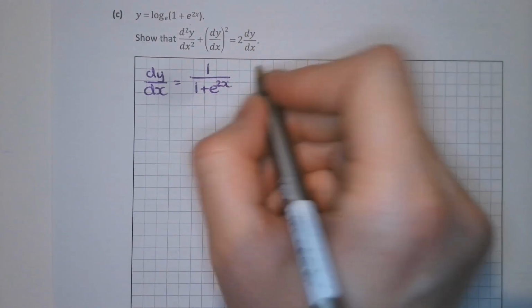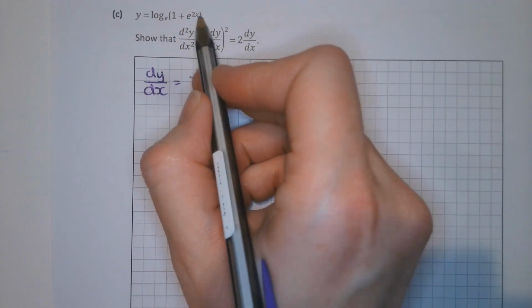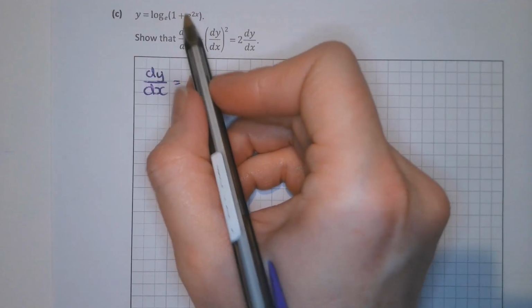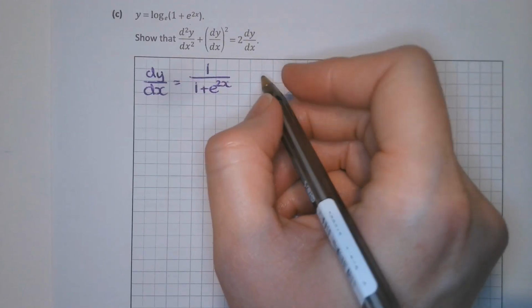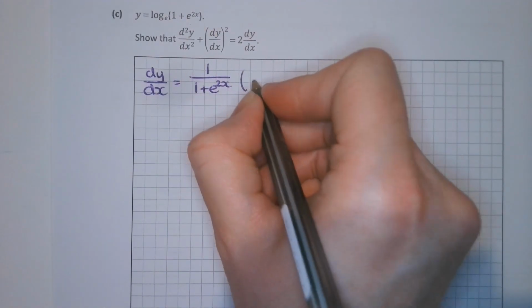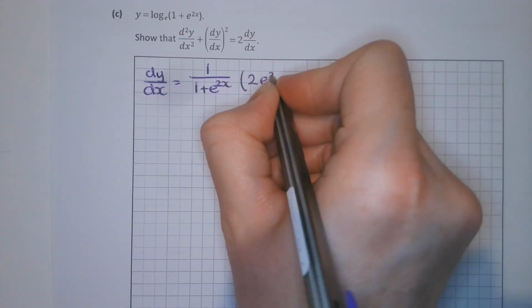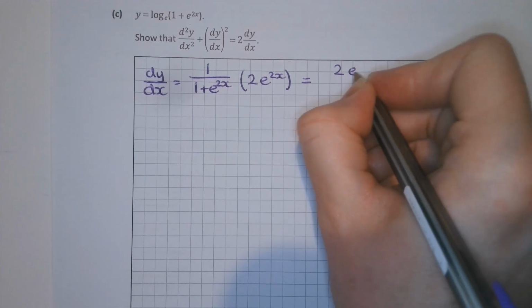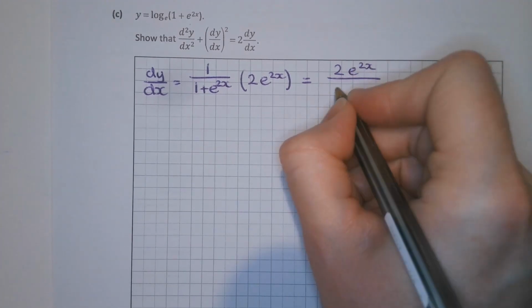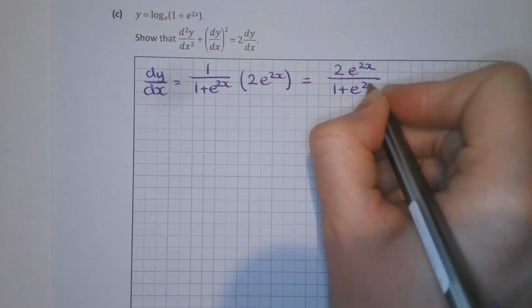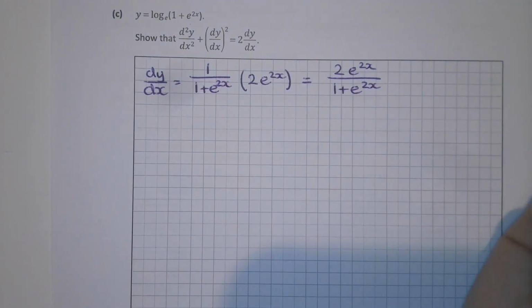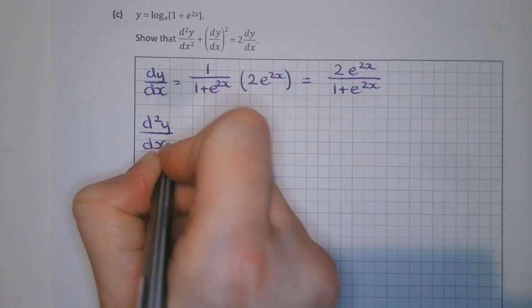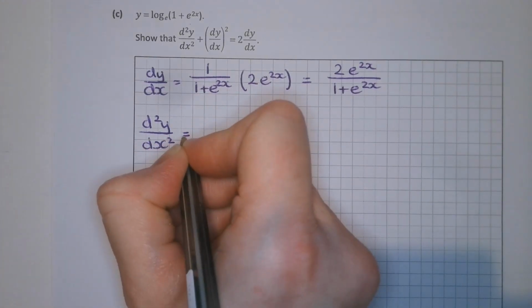And we also need to multiply that by the differential of what's inside the bracket. 1, obviously, the differential is 0, but here, if we differentiate e to the power of 2x, we would end up with 2e to the power of 2x. And we just need to multiply those together, so we would get 2e to the power of 2x over 1 plus e to the power of 2x. That's my first differential. And the next thing we need to do is our second differential, d2y dx squared.